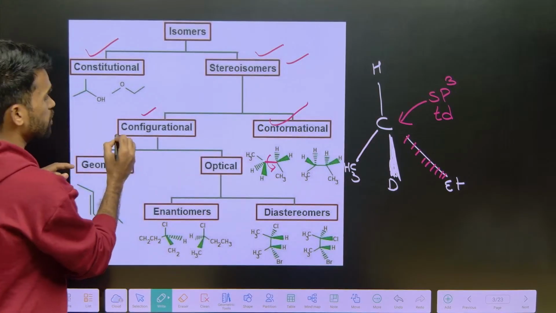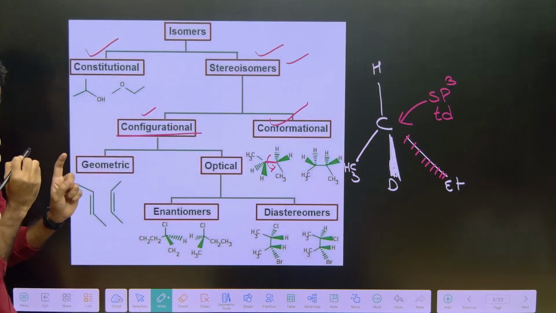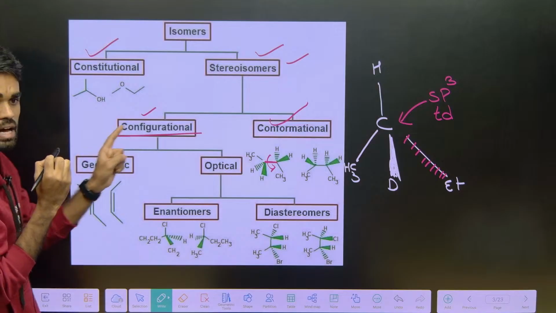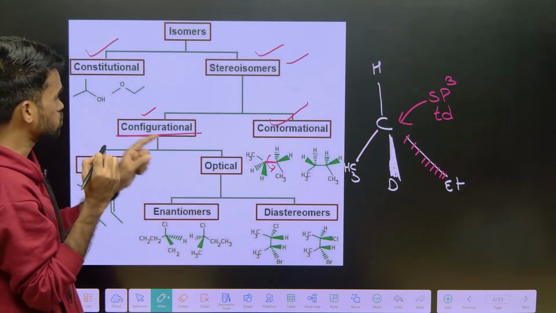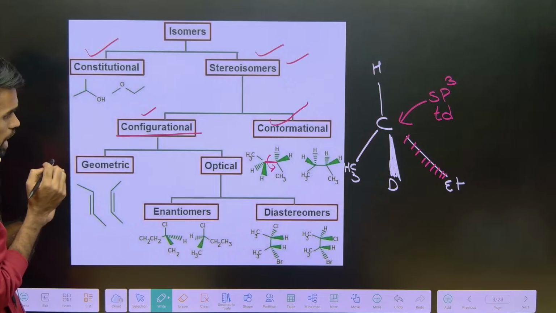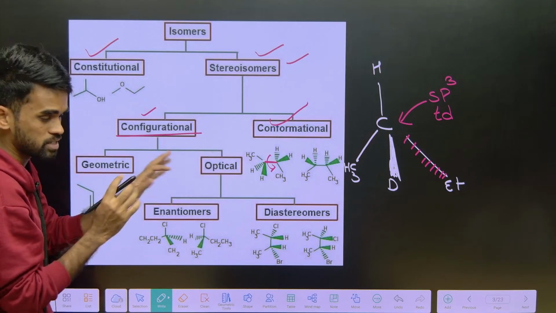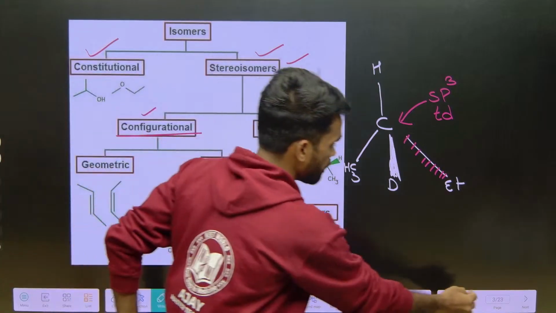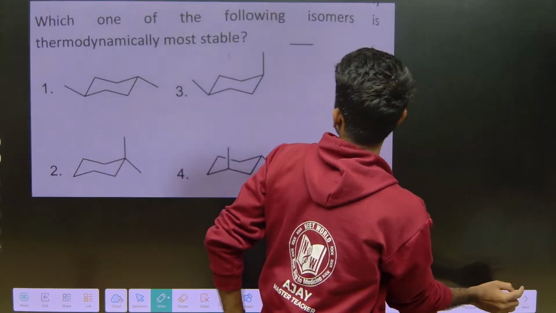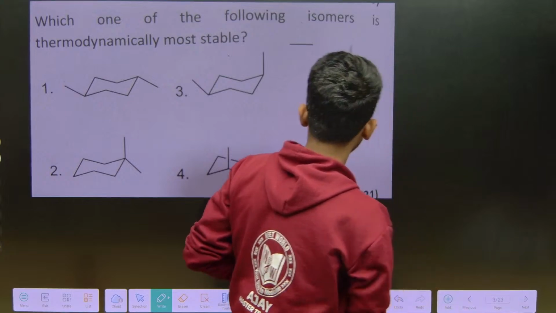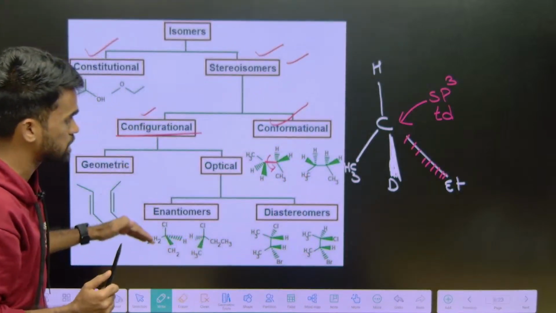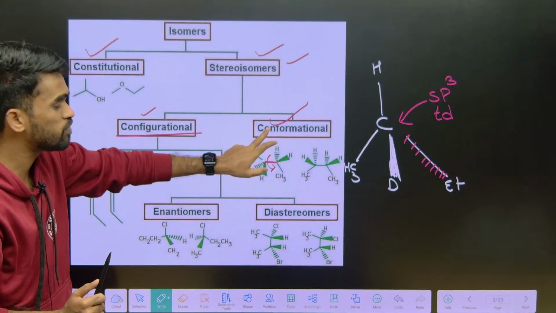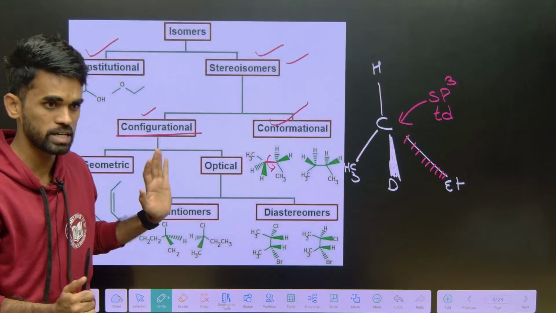Okay, next, configurational isomers means these are of two types. One is geometrical, another one is optical. I will tell you what this optical isomerism is. Just hold on, just look at these terms. Okay, so now, before going to further discussion of these configurational isomers, let us wind up with conformational isomerism first.